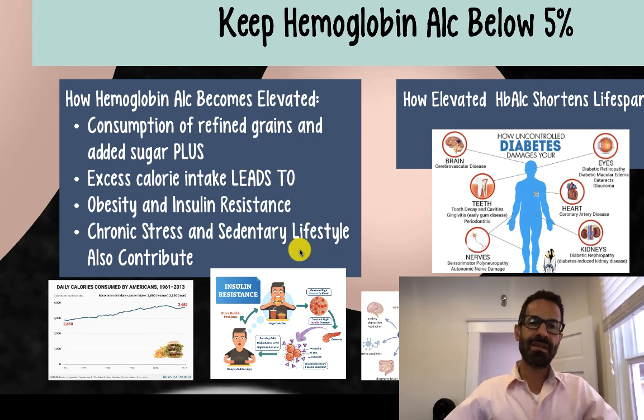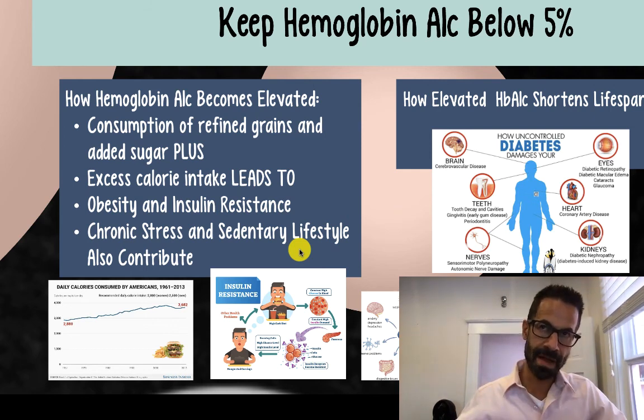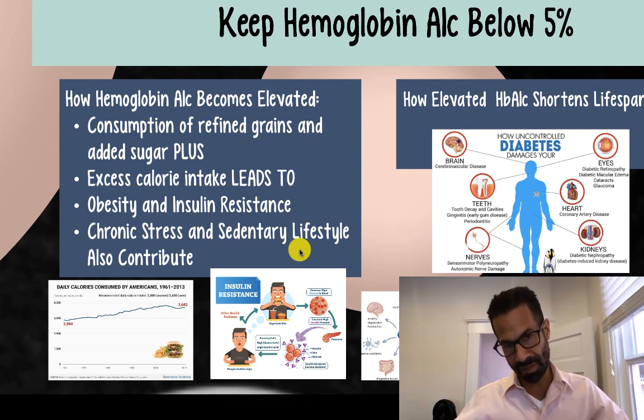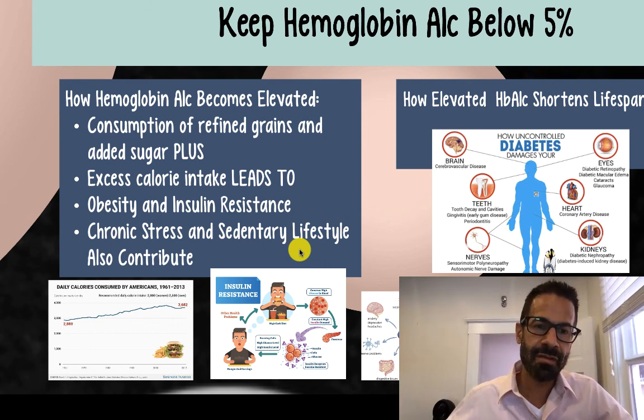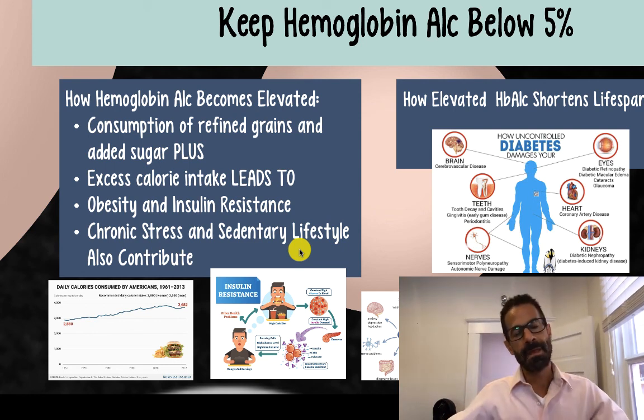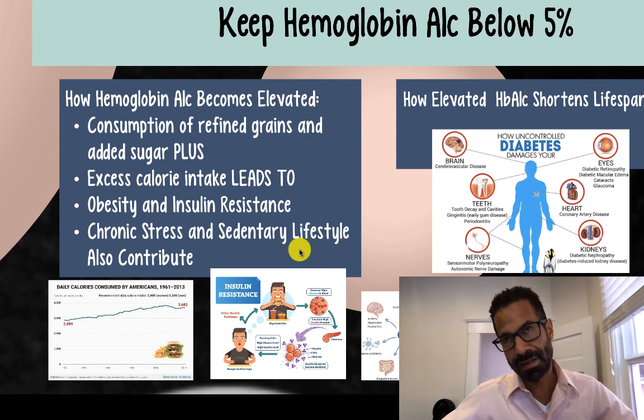So we can see here this multifactorial process whereby hemoglobin A1c becomes elevated. From foods that raise blood sugar to excess calorie intake leading to fat, which causes insulin resistance, chronic stress, including anxiety, depression, sleep deprivation, and a sedentary lifestyle.